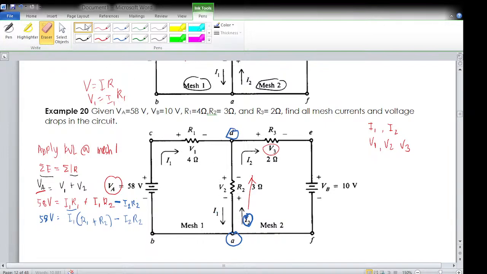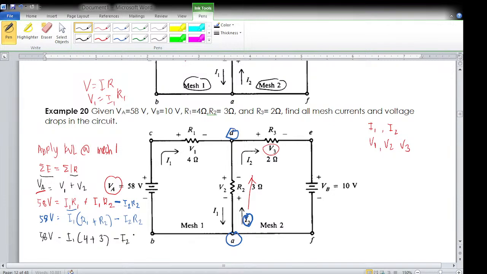What is R sub 1? 4 ohms, ma'am. So, I sub 1 times 4. How about R sub 2? 3 ohms, ma'am. Okay, so minus I sub 2 times R sub 2, which is 3.